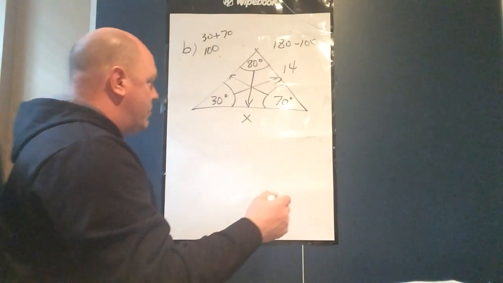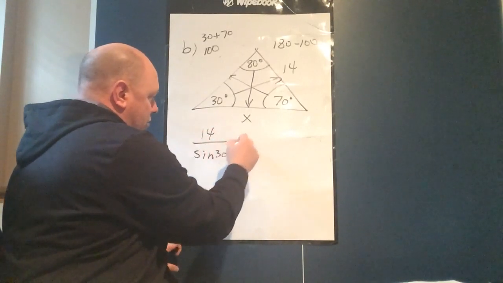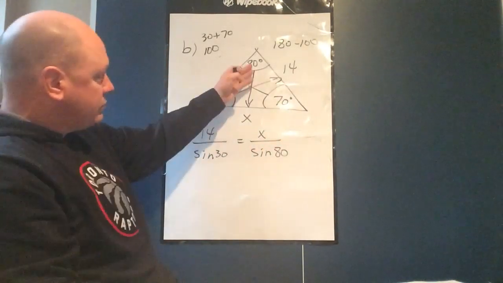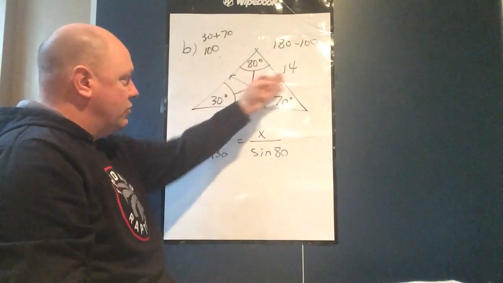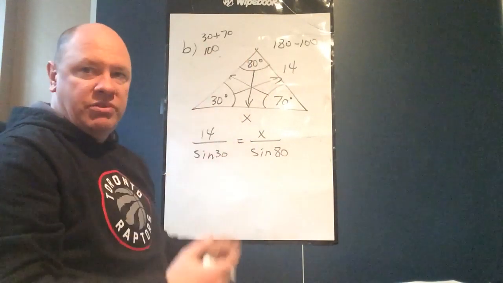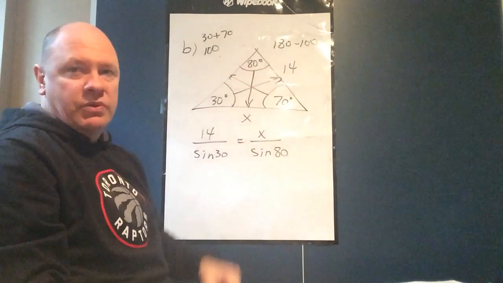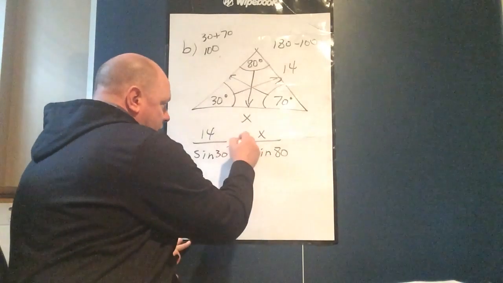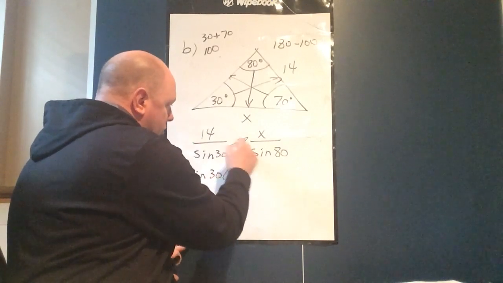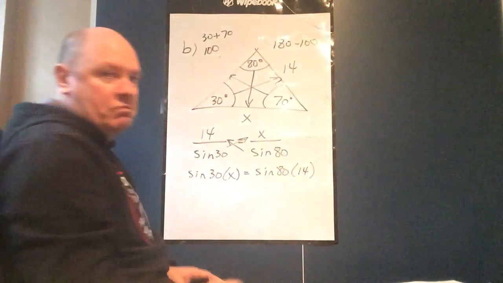So I put this together. 14 is the side length, all over sine 30, equals x all over sine 80. Again, working the angles with the side length. Sometimes you're not going to have vertices A, B, and C, or three different letters. Then you're going to have to figure out the angle that coordinates with the side. Do your cross multiplying. So sine 30 x equals sine 80 times 14.